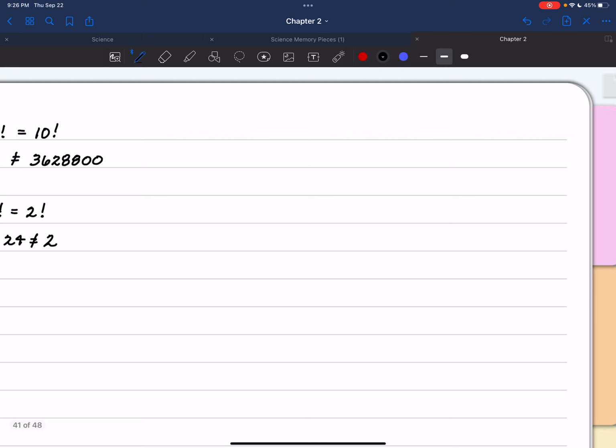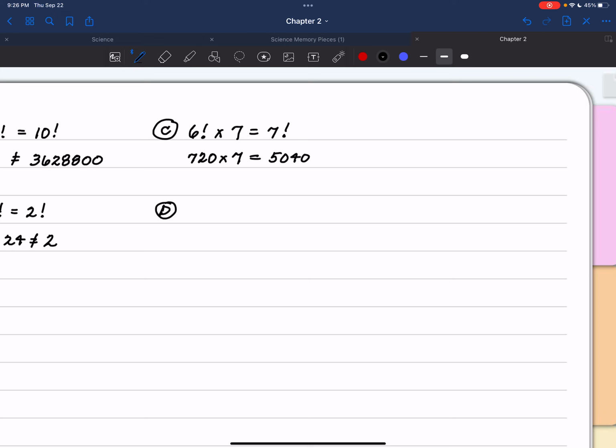Okay, option C is going to be 6 factorial times 7 equals 7 factorial. So 6 factorial is 720 times 7. 7 factorial is 5040. So is 720 times 7 5040? Yes. I like that one. But let's check them all.